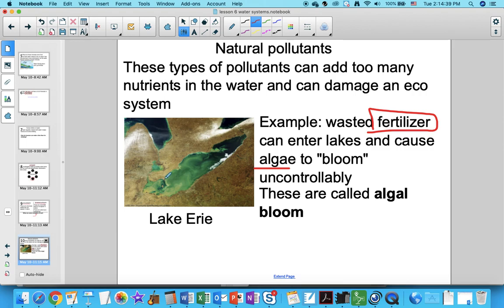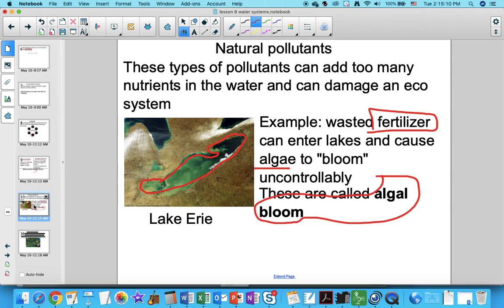And when they bloom, they create this immense green swath across the Great Lakes. This uncontrolled growth of algae is called an algal bloom. And this can irreparably damage the ecosystem found in these Great Lakes because they input too much oxygen into the environment because, again, they're a plant and they use photosynthesis. And that can affect the animals and other plants that exist in that environment.